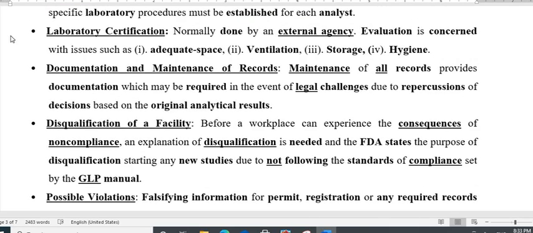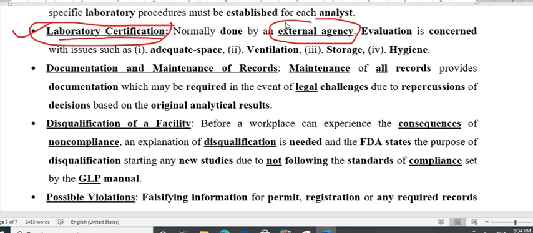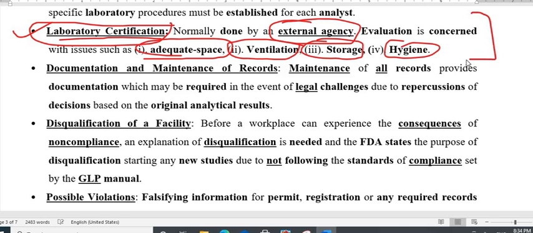Now we have to go through the laboratory certification. The laboratory in which we are performing the laboratory or research work should be certified by an external agency. In this certification we mainly consider the laboratory's adequate space, the ventilation of the lab, the storage in the lab, and the hygiene maintained in the lab. So this is very, very important, and laboratory certification should always be done through an external agency.